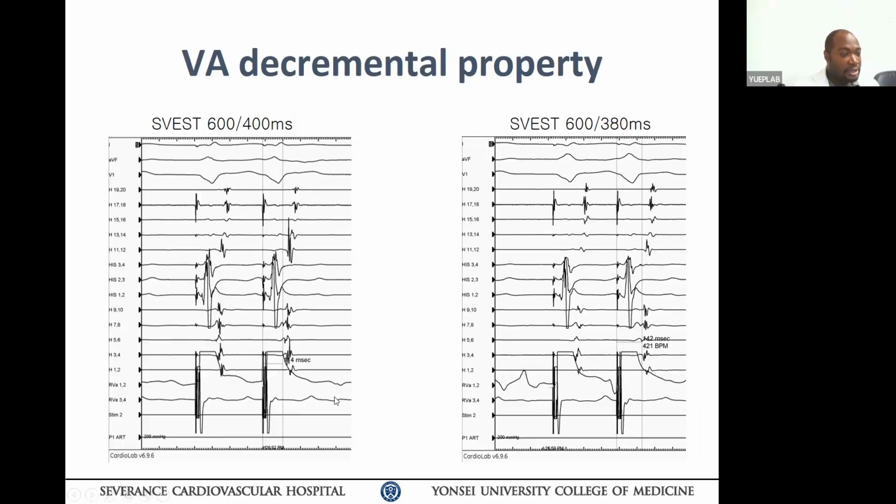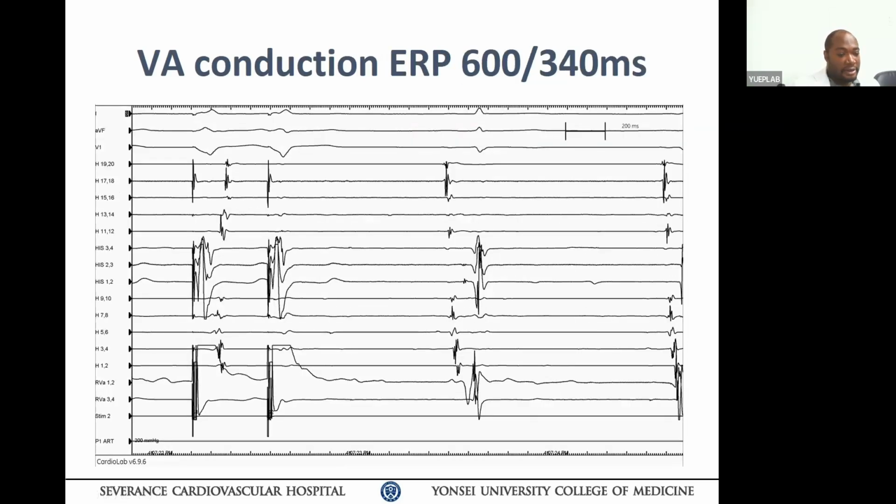The pre-VA was at 600, 400, and then after 600, 380, we see that there's incremental VA conduction. And then VA conduction ERP was observed at 600, 340, where we don't see any atrial conduction over here.